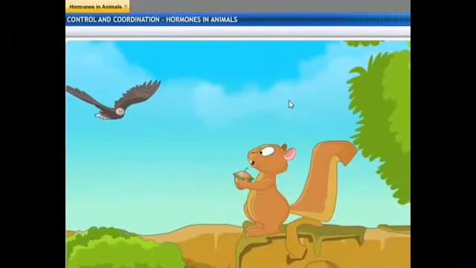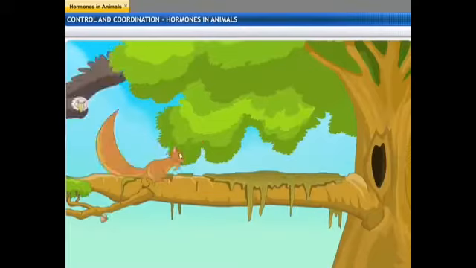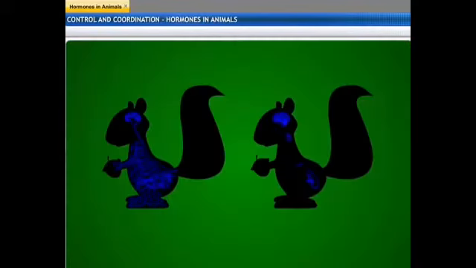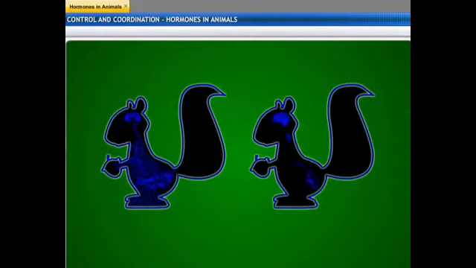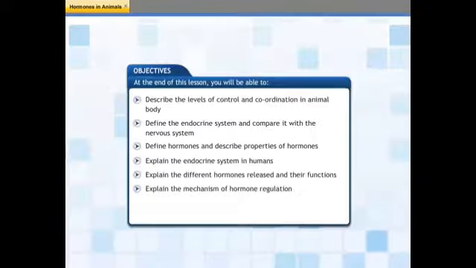Now a squirrel is having its food on the branch of a tree and it observes a predator, so it runs away. How does the organism know that it has to run away? There are special systems in relation to it, that is the hormones.